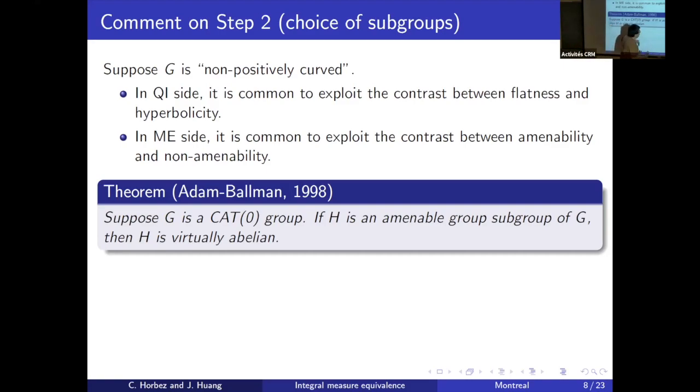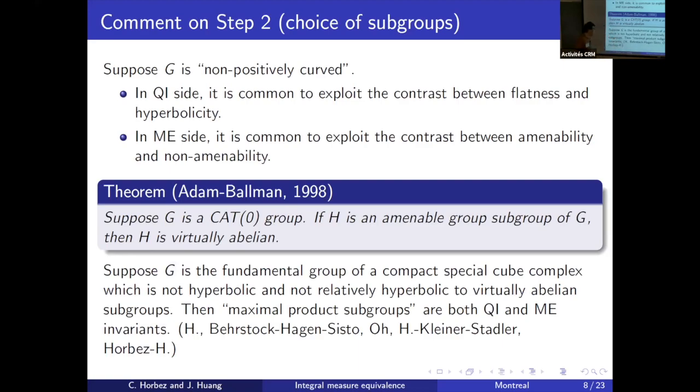This was the reason why I was expecting that if the group is non-positively curved, then the QI invariants and the ME invariants may align. Maybe they align for a different reason, but they may align. And actually we had some examples. We take G to be the fundamental group of a special cube complex which is not hyperbolic. I want it to be not hyperbolic so I can exploit the contrast between flatness and hyperbolicity. And I also want it to be not relatively hyperbolic, because it turns out that on the ME side, ME does not quite distinguish hyperbolic and relatively hyperbolic. So I have to put this condition.